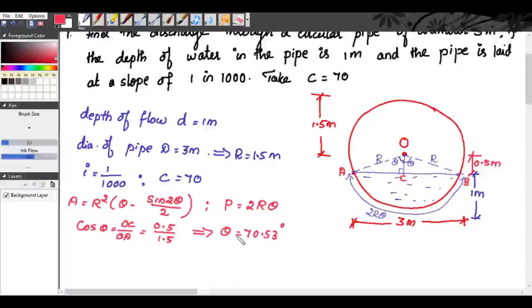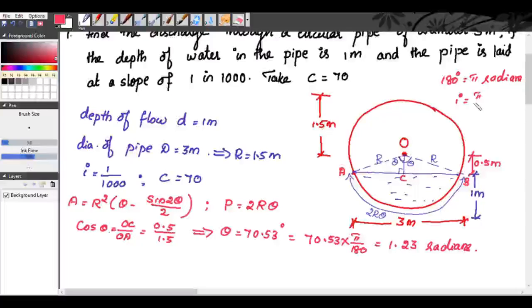Now we have to convert this degree into radians. In order to convert degree into radians, 70.53 multiplied by pi by 180, we get 1.23 radians. The reason is 180 degree is equal to pi radians, so 1 degree is equal to pi by 180 radians. So 70.53 degree, you multiply it by pi by 180.